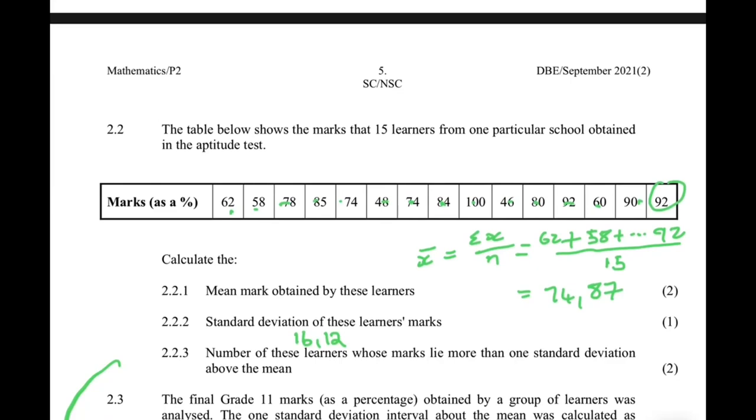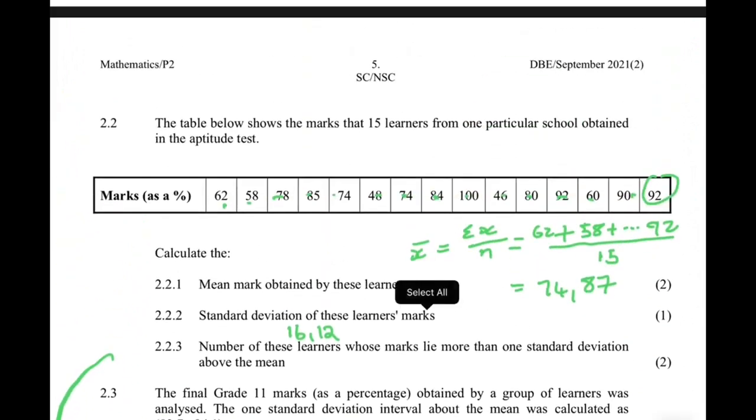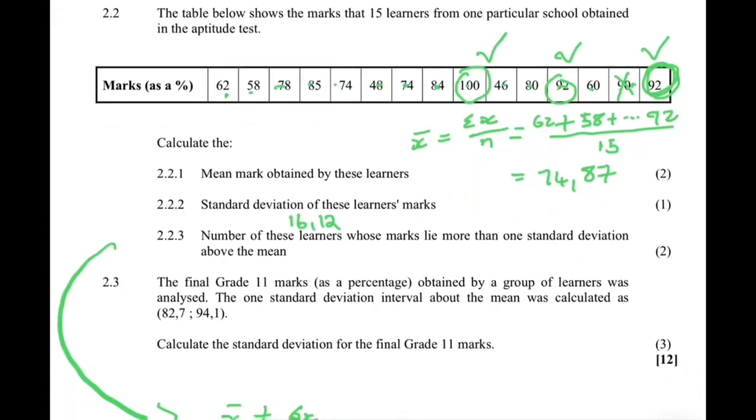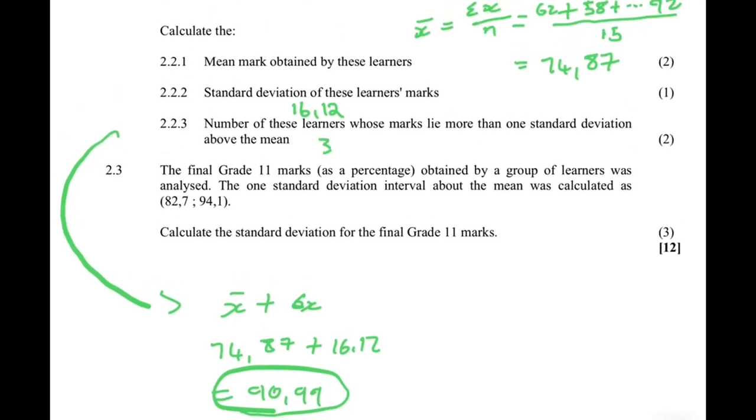So let's go to our data and look for those people. We're looking for everything that is above 90.99, so basically 91 going up. Somebody got 100%, and then here somebody got 92. 90, they don't quite fall in there, and then another 92 here. So we have 1, 2, 3 people who got more than 1 standard deviation above the mean. So here your answer would be 3 learners. So 3 learners got marks that are 1 standard deviation above the mean.